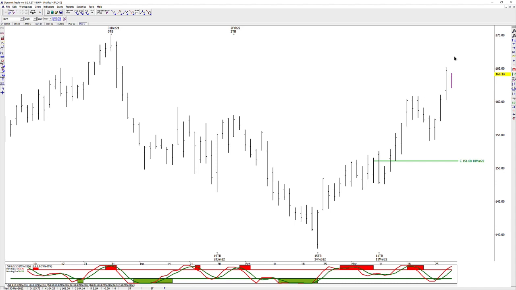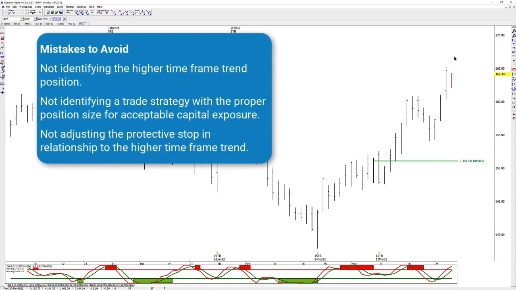So let's go through some mistakes we could make. One is not identifying the higher time frame trend. Number two is not identifying a trade strategy that has acceptable capital exposure, and we would use the amount of capital exposure to identify our position size. And another mistake is that as a market progresses, not adjusting our stop according to the probable trend position of the higher time frame.